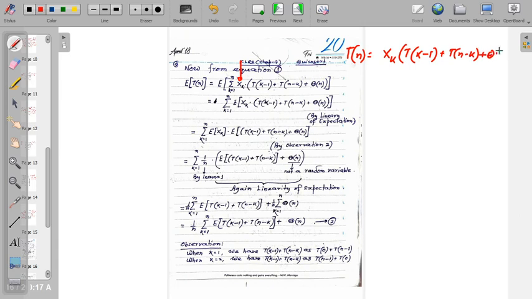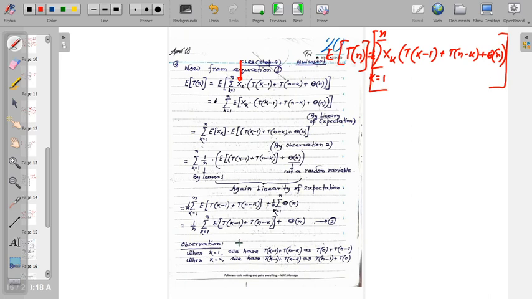and then this will be summed up over all possible cases of k equals 1 to n. So this is the equation we have got. And we are dealing with expected analysis, so we have to take expectation on both sides.